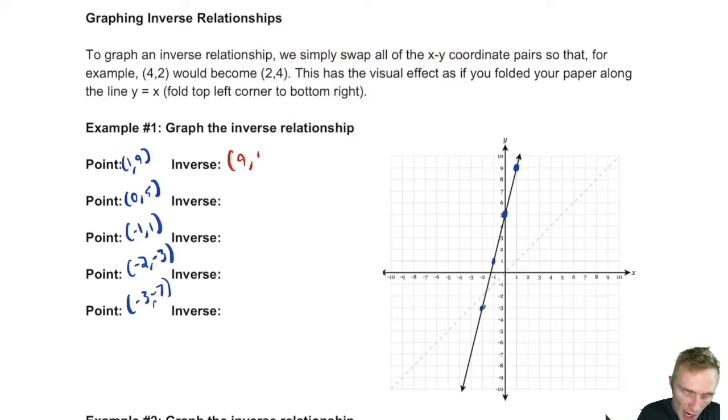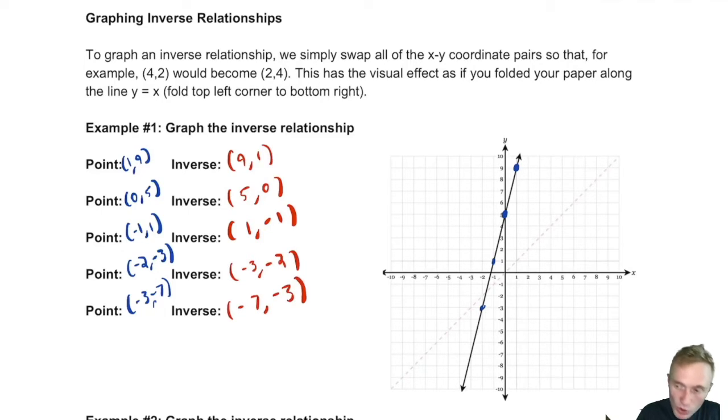So this becomes 9 comma 1. This becomes 5 comma 0. This becomes 1 comma negative 1. This becomes negative 3, negative 2. Because again, if we graph the inverse, we're just graphing what the opposite would be.